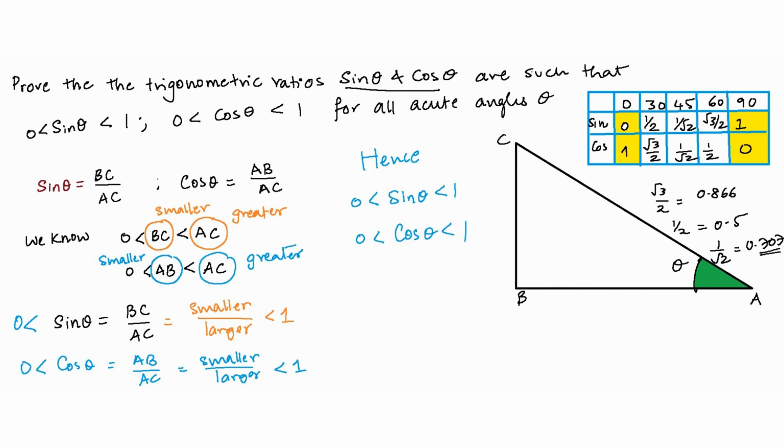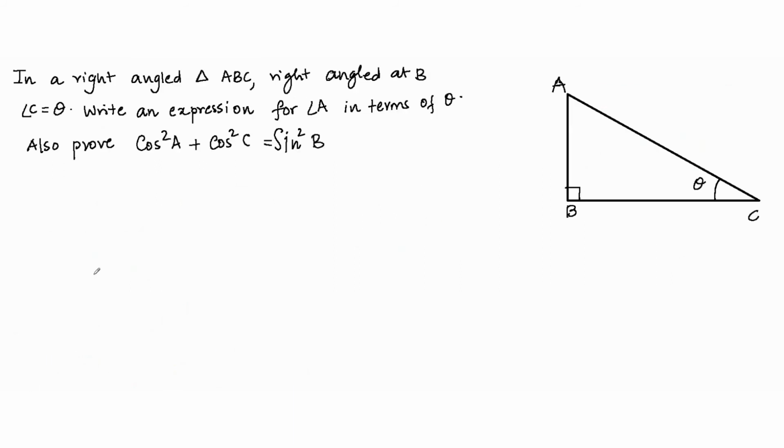Moving on to the next question. So let's consider the following question. In a right angle triangle ABC, right angled at B, so angle B is equal to 90 degrees. Angle C is marked as theta. So we have already marked angle C as theta. Write an expression for angle A in terms of theta.